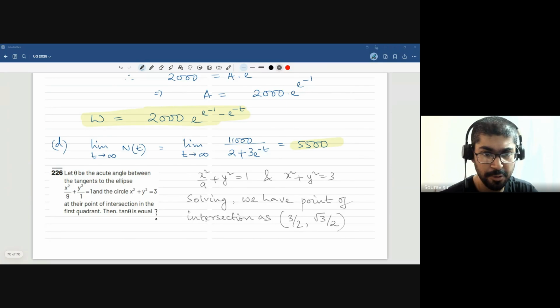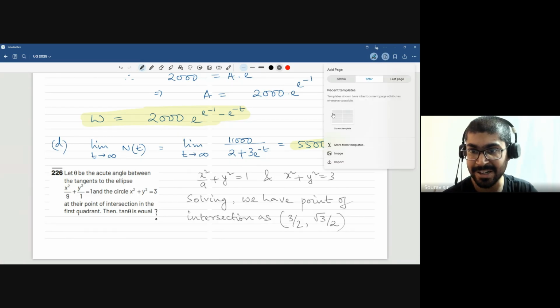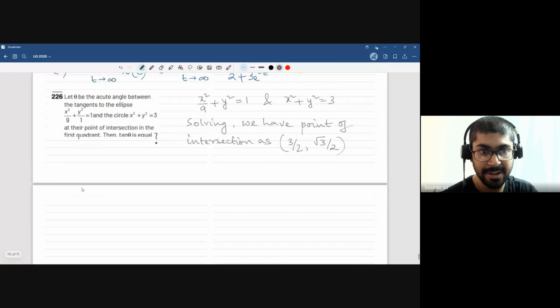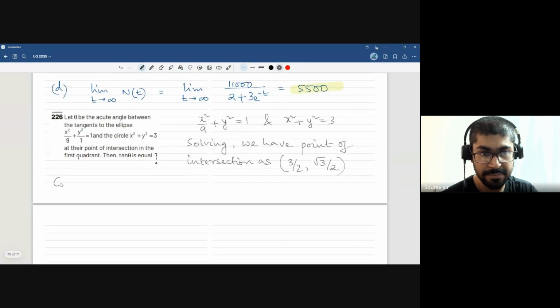Okay. Now what do we have to do? We will need the slopes. Okay. So how do you calculate slope? We just did it, right? You can do dy dx. So curve 1, that is given by x squared by 9 plus y square is equal to 1.